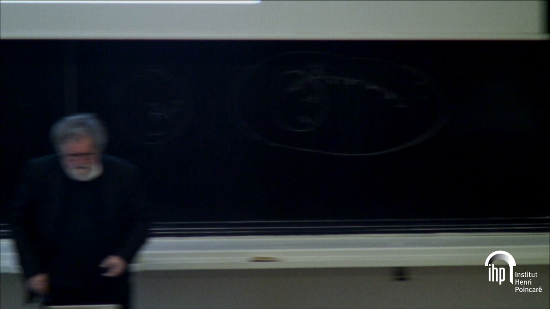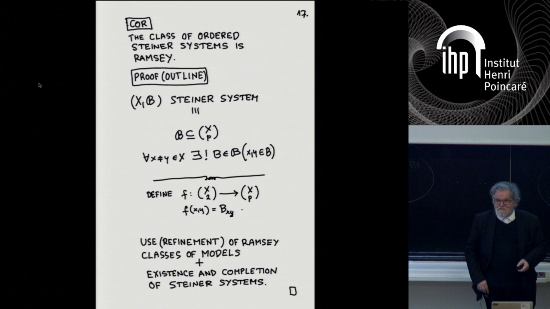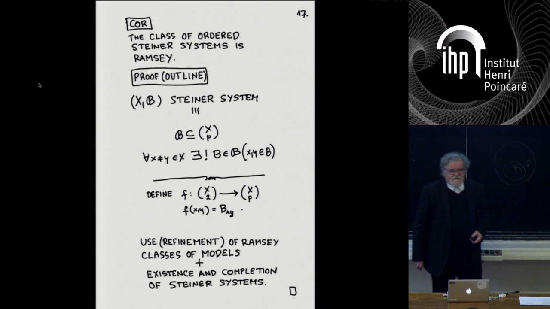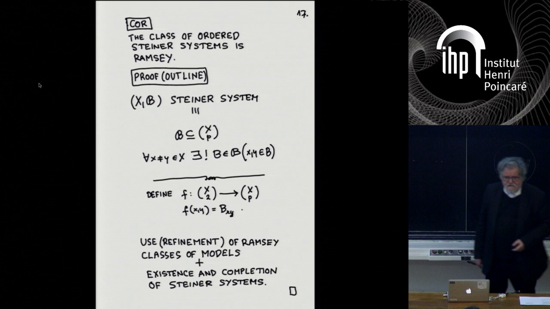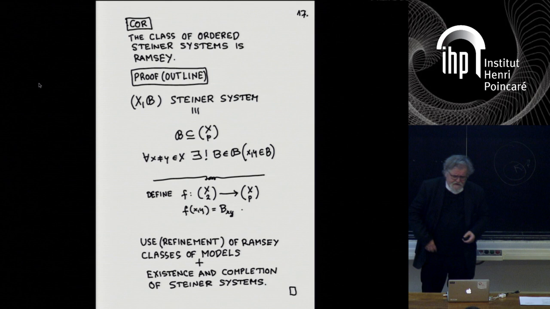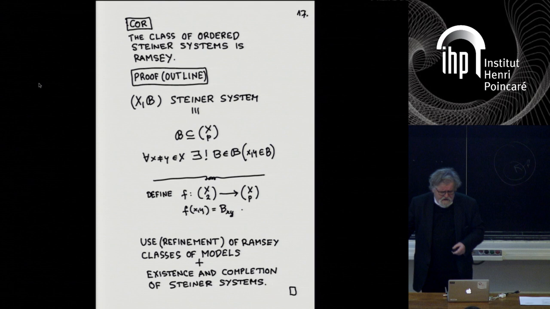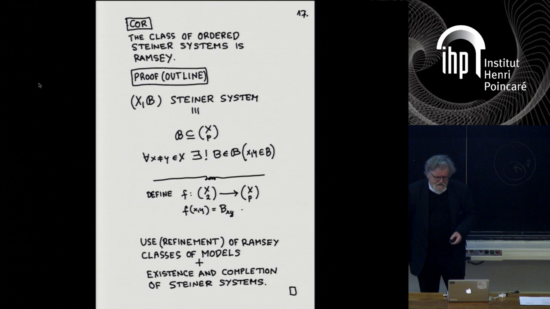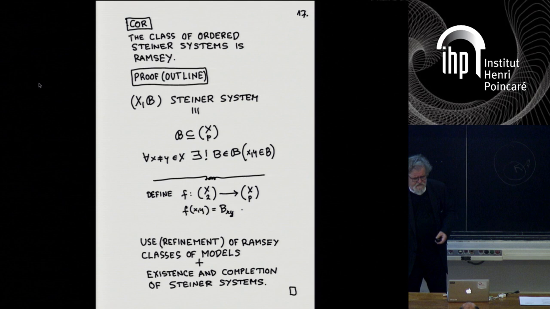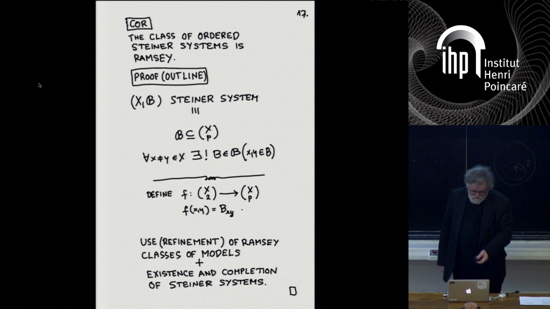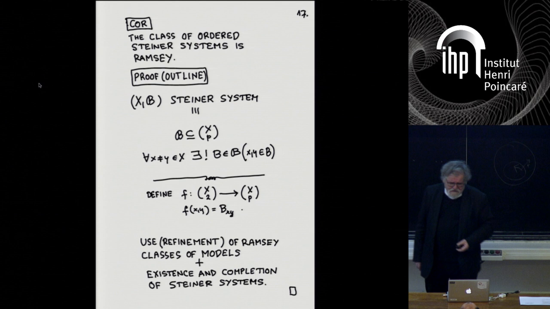I wanted to please Peter Kivash, but maybe he didn't arrive yet, so I listed one corollary of this theorem about finite models. The Ramsey theory for Ramsey classes of finite models says that Steiner systems are a Ramsey class, and here is a very brief outline of the proof.